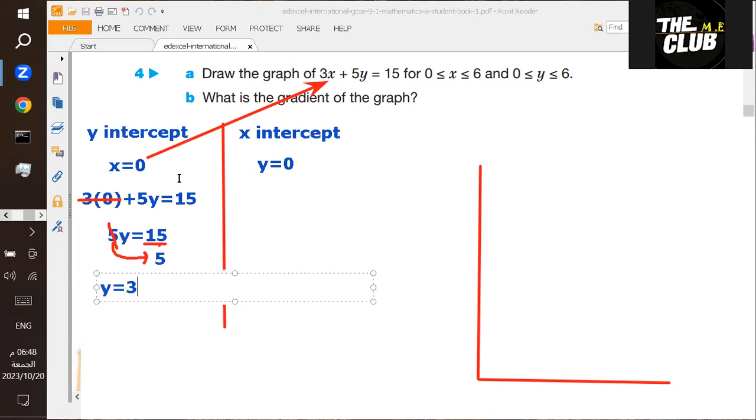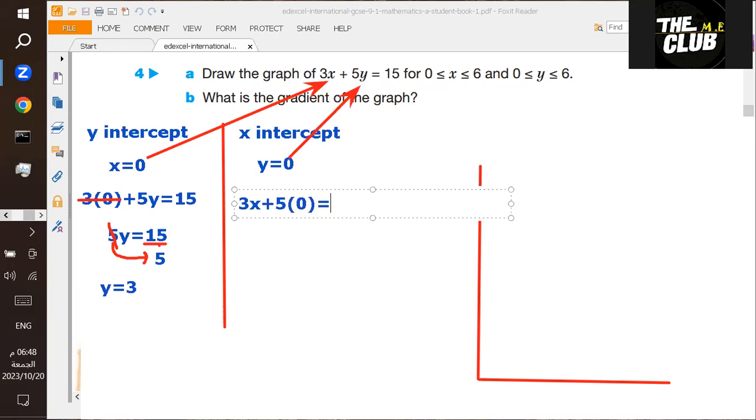Now, same idea. I'm going to do it with the x-intercept. Y is going to be 0. So I'm going to use the y here in this equation. I'm going to substitute the y in the equation, and I'm going to write the equation again. So it's going to be 3x plus 5 multiplied by the 0, which is y, equals 15.